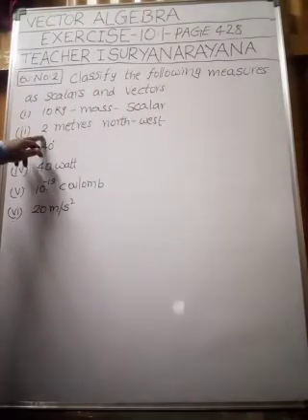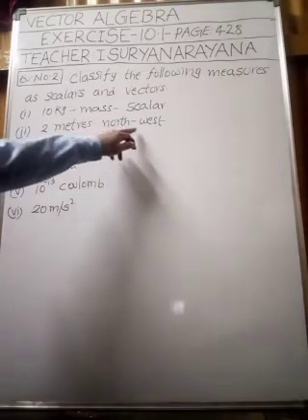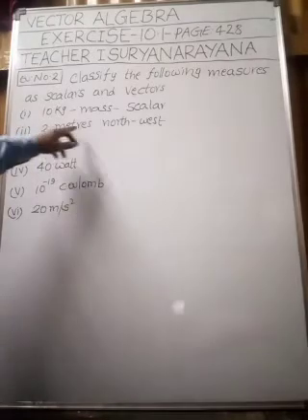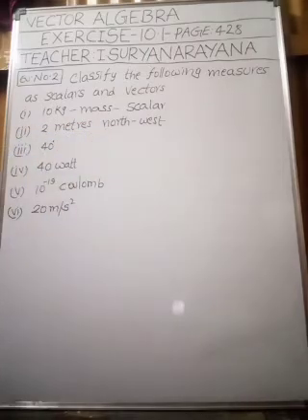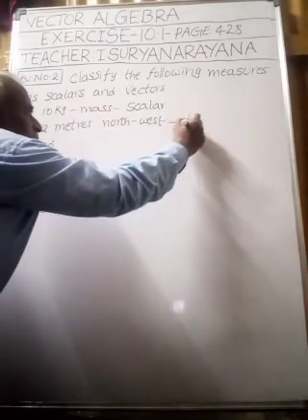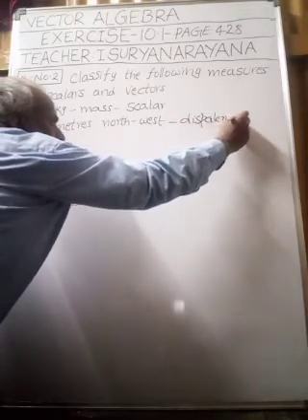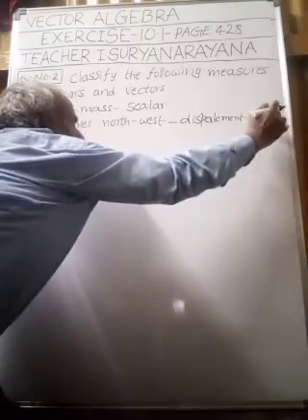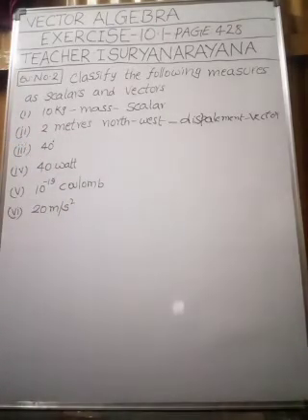Right. See here, 2 meters northwest. Previously we have represented such a vector. So it is a vector. Magnitude and direction are also given. Okay, my children. So this is a displacement. Displacement means vector. So this measurement represents a vector.